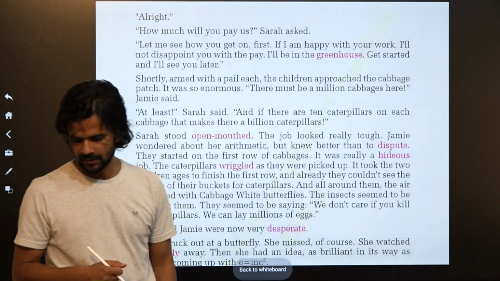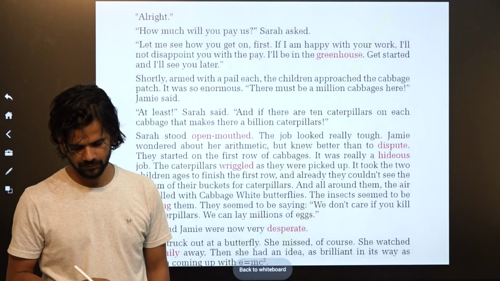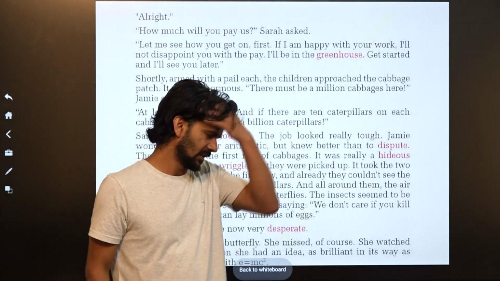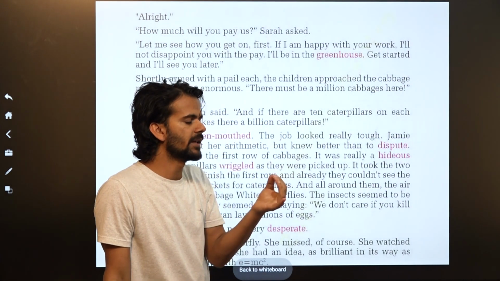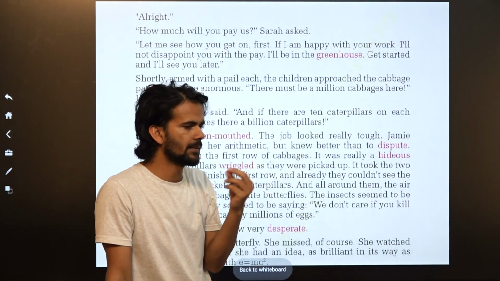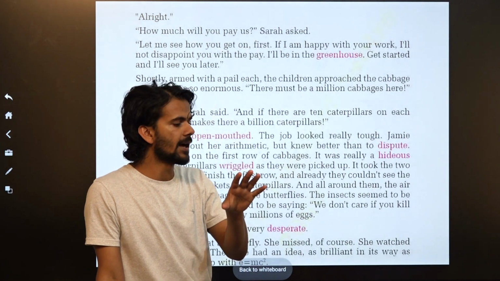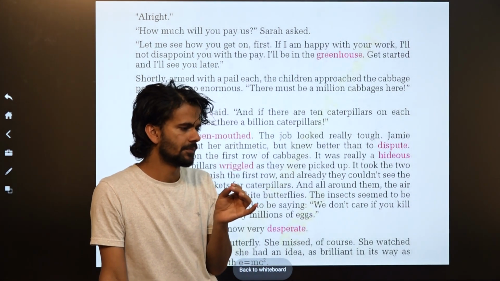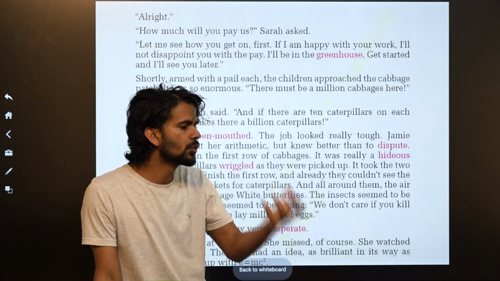Let me see how you get on first. So the man in the farm says that he cannot decide at the moment. I'm not going to tell you how much I'm going to give. I will first check how good you are, how you get on. What does that mean, to get on? How you are going to do things.